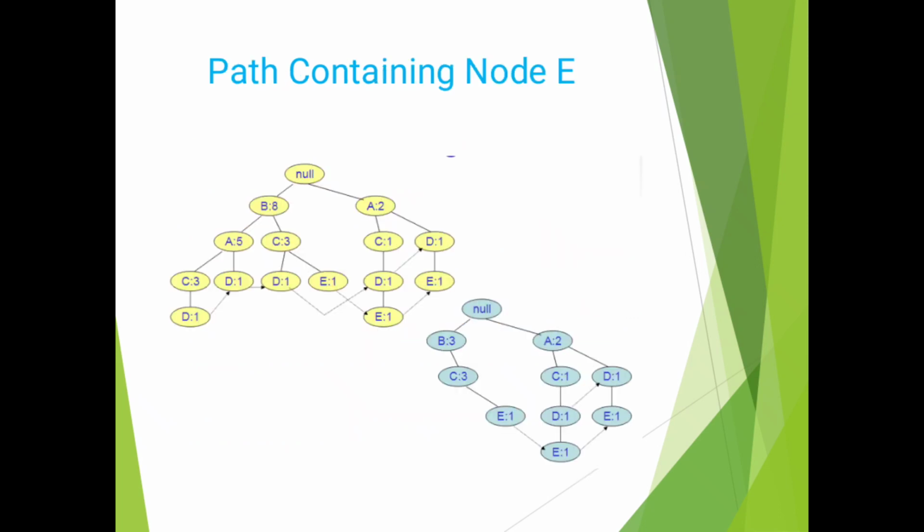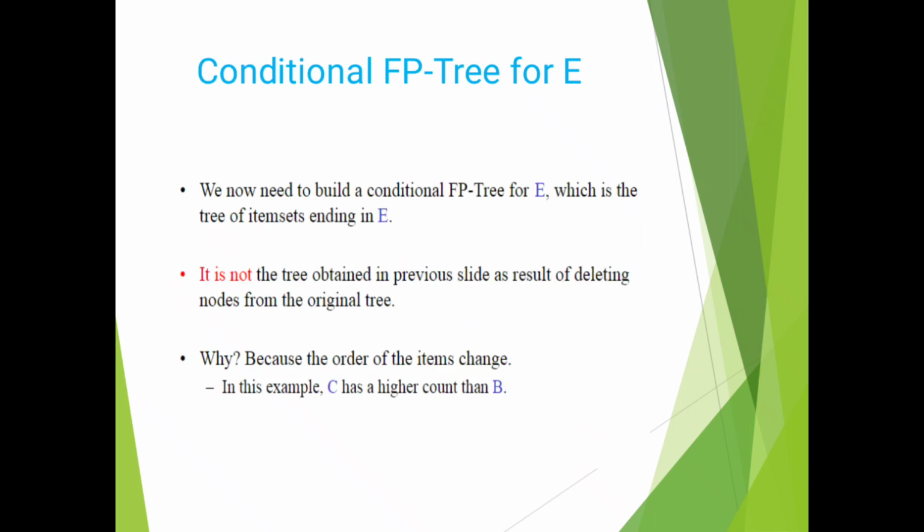To generate the paths containing node E, after the transactions TID 1 to 10, the final construction of the tree is represented in the yellow diagram. The final paths containing node E are represented in blue color. The next one, conditional FP tree for E. To build a conditional FP tree for E, which is the tree of itemsets ending in E, note that it is not the tree obtained in the previous slide, but the result of deleting nodes from the original tree.